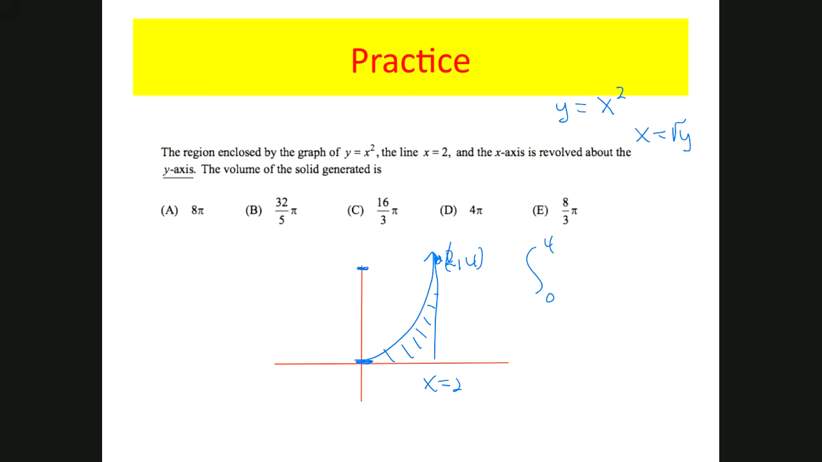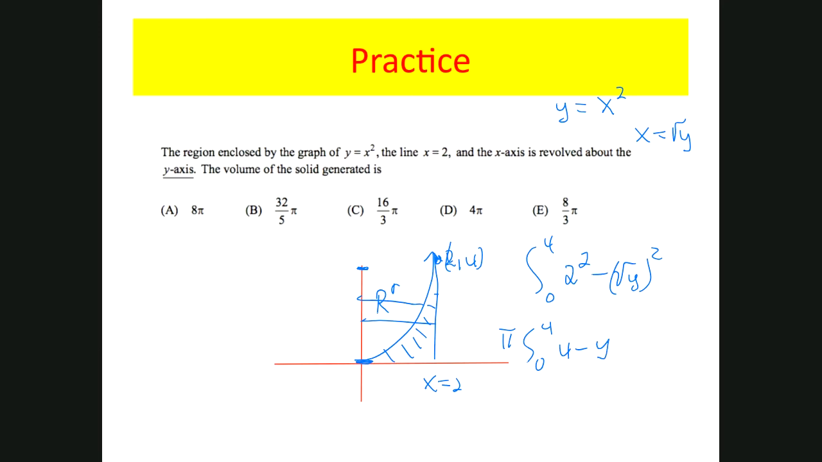So I've got the integral from 0 to 4, big radius minus small radius. So my big radius, that's just 2 squared, isn't it? Minus my small radius. Well, my small radius, that's just the square root of y, isn't it? But that's also squared, isn't it? Because it's big radius minus small radius. So if I was going to do this problem, I have to put a pi on the outside. So that's going to be 4 minus y.